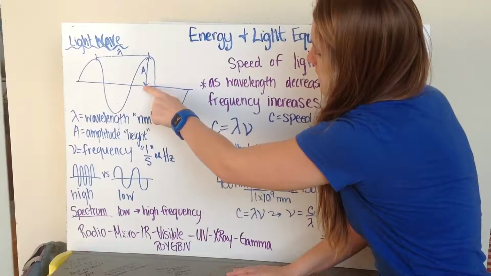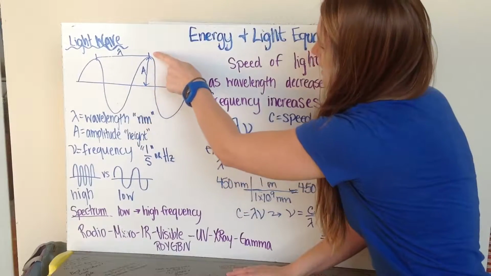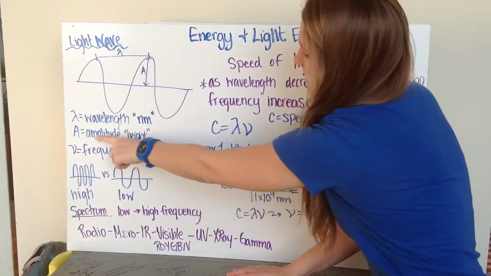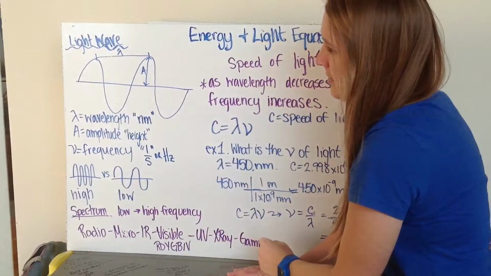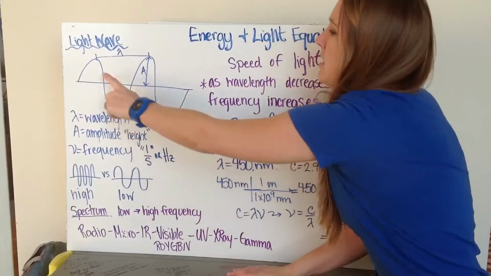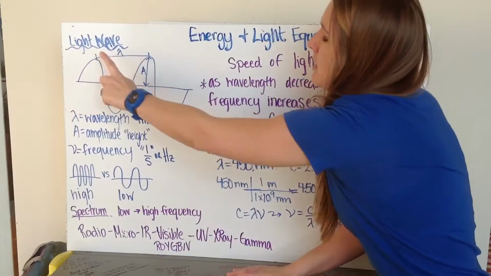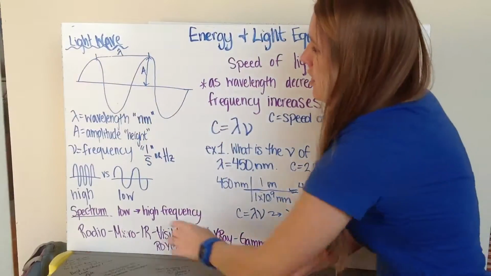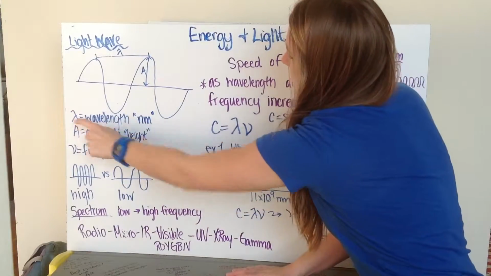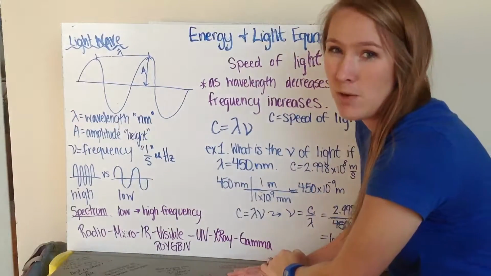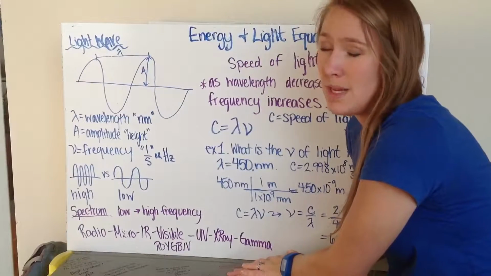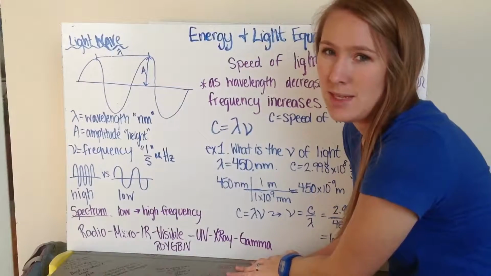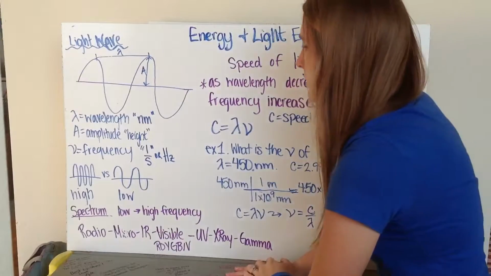The distance between the middle and the top of a wave is called the amplitude, which is the height of the wave, and that is labeled as a capital A. The distance from peak to peak, that's how we measure the wavelength, shown by the symbol lambda. Okay? This is measured in nanometers. Remember that 1 meter has 1 times 10 to the 9th nanometers inside of it.